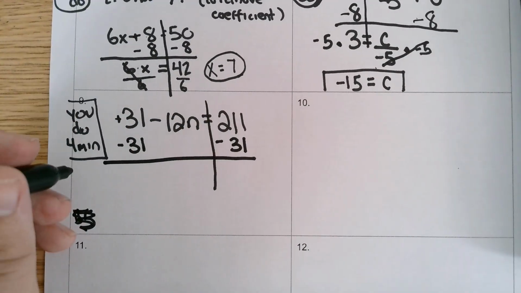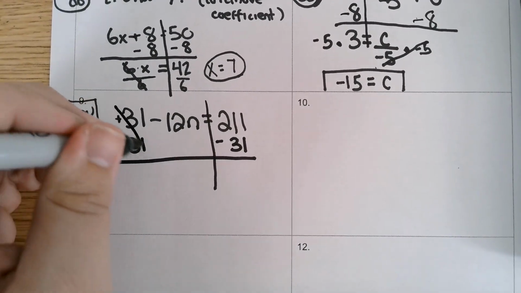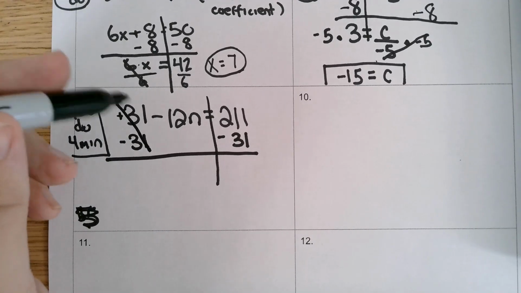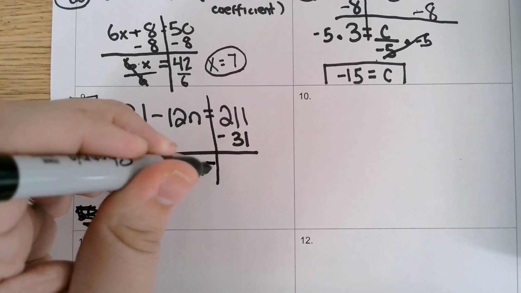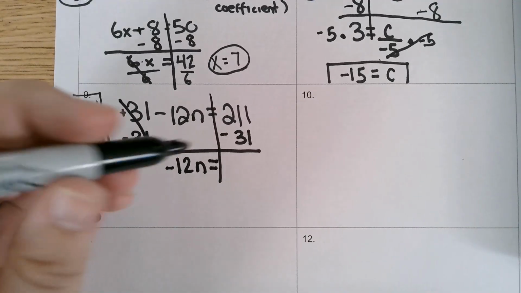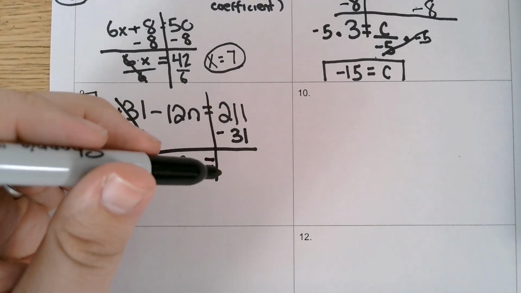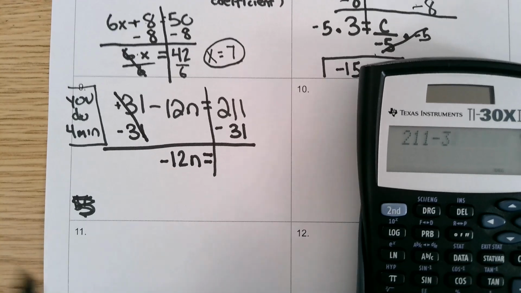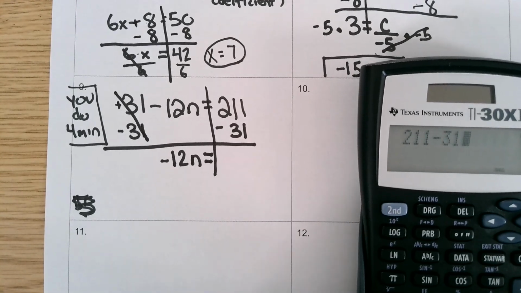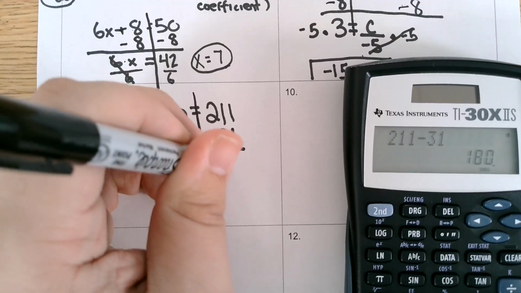Remember, what you do to one side of the fence, you have to do to the other. So we get rid of our constant here. 31 minus 31 is 0. That leaves us with negative 12n equals 211 minus 31. Check the calculator. 211 minus 31 is 180.